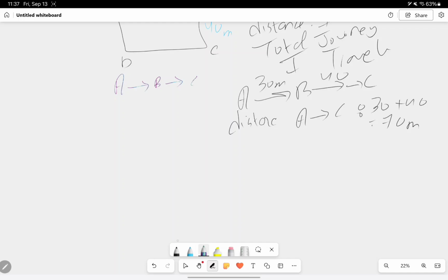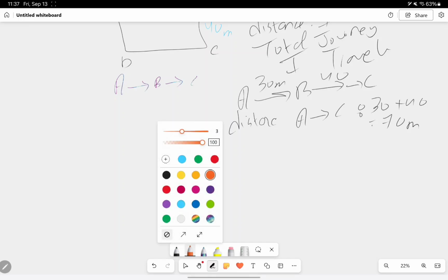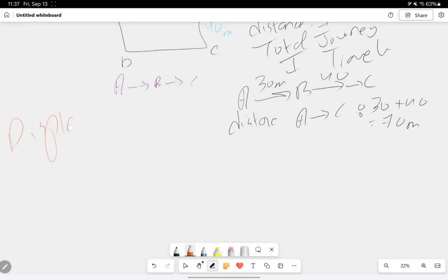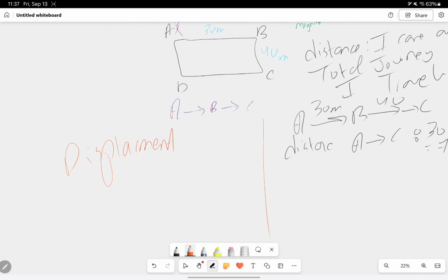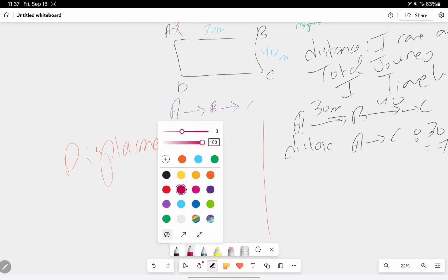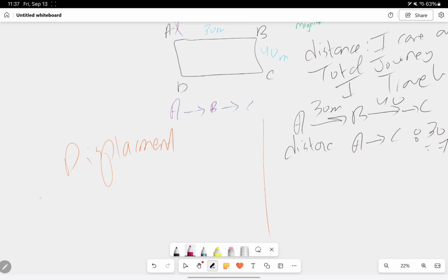Now let's go to something called displacement over here. What do I mean by displacement? Displacement, I care about two things. Put this in your mind from now till next year, and the one after. For displacement, I take care about where I started and where I finished.